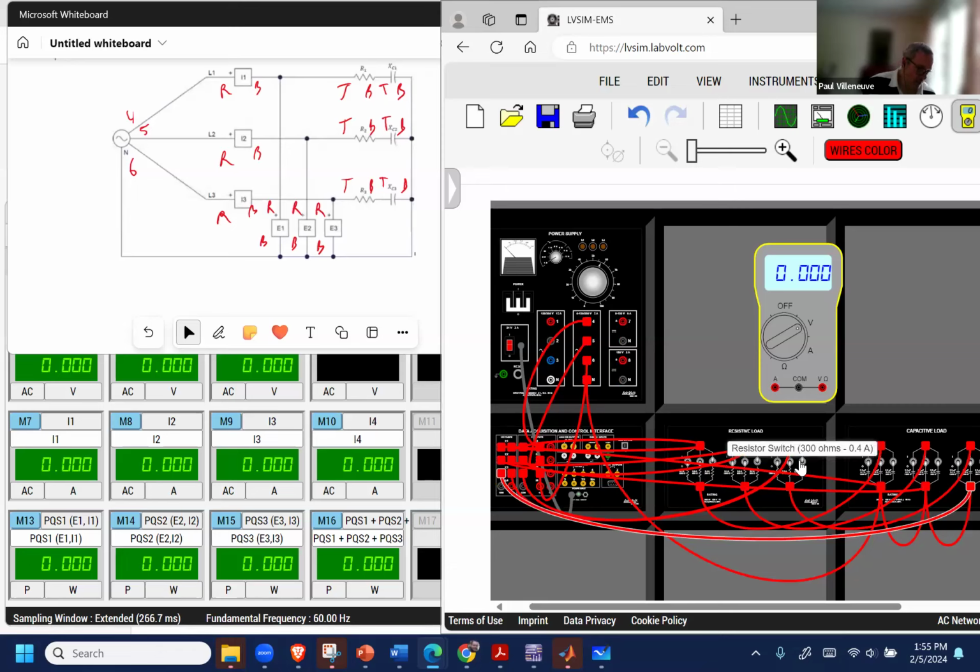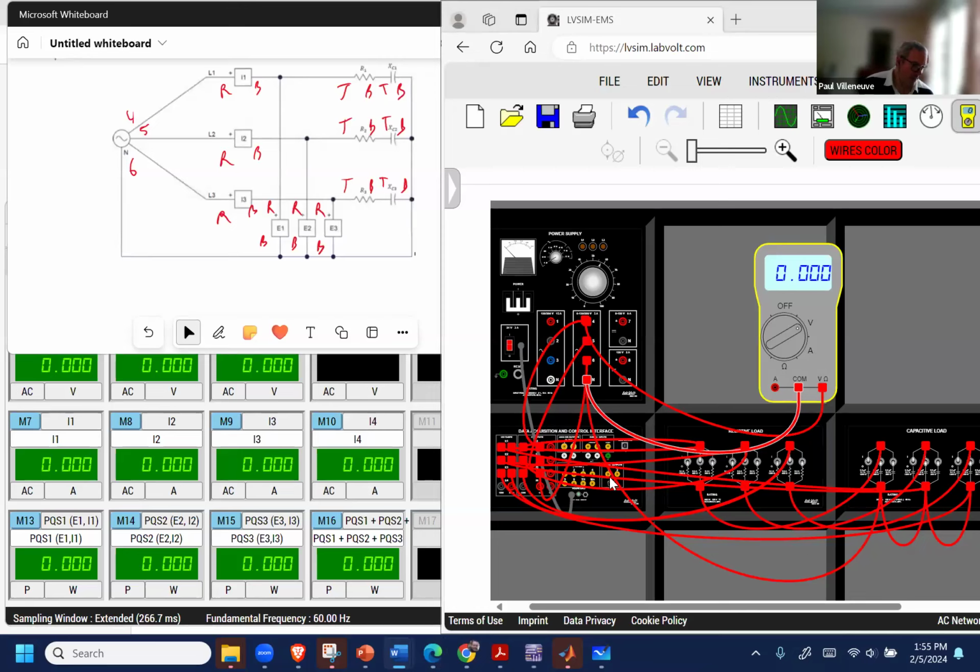Now I have to turn on 600 ohms of resistance. My wires are so messy I can't even reach the toggle switches. And 1200 ohms of capacitance. And so now I'm going to be able to apply my line and neutral voltage. So I'm going to set this up, and measure my voltage here, and here.